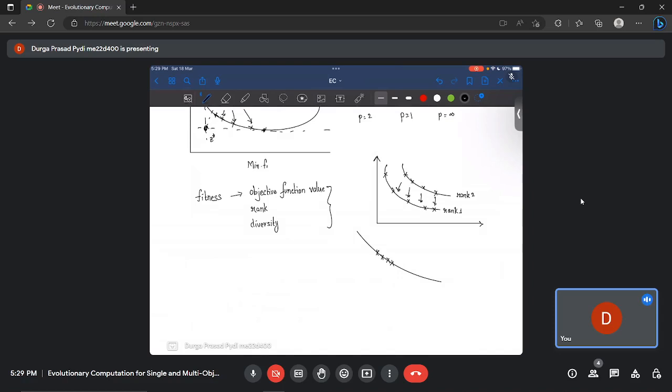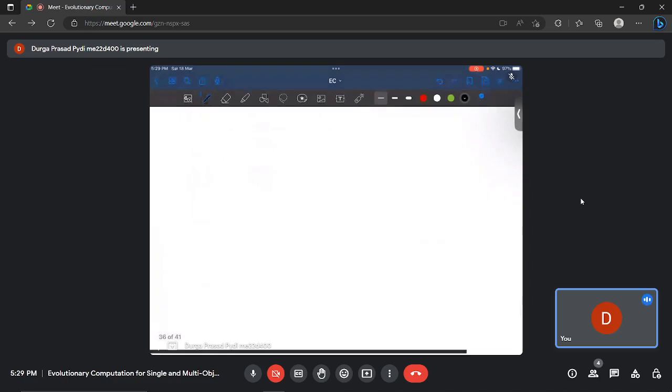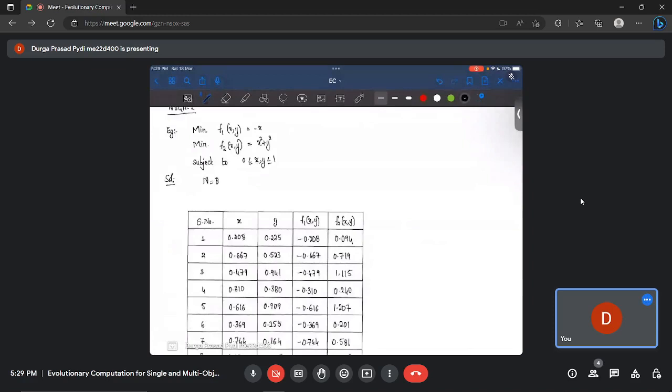So one of the algorithms we started discussing last week is NSGA, the non-dominated sorting genetic algorithm. We'll take up the same problem that we were discussing previously, but solve it using a genetic algorithm. This is our problem. You need to minimize the first function, minus x, and your second function is x square plus y square, subject to the constraint that x and y are less than or equal to 1. We are considering a population size of 8.